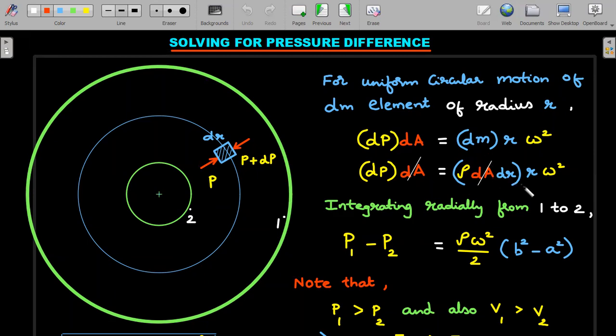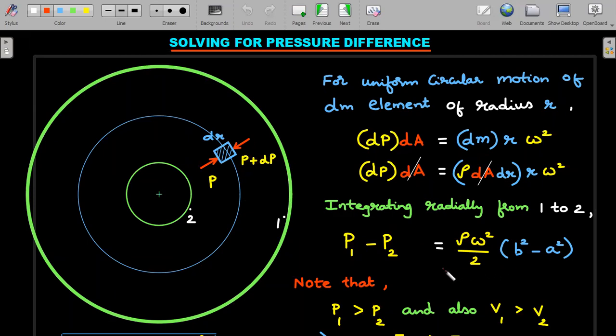So the R dR integration is a pretty simple one. And when you substitute R1 and R2 as the limits, which are given as A and B, then you end up getting P1 minus P2. It's quite obvious that due to this entire rotation, the liquid pushes the wall at 1 more than at 2. It's quite predictable. So P1 minus P2 is a positive number, and upon integration gives you this expression, which is one of the options. We'll go back and mark that.